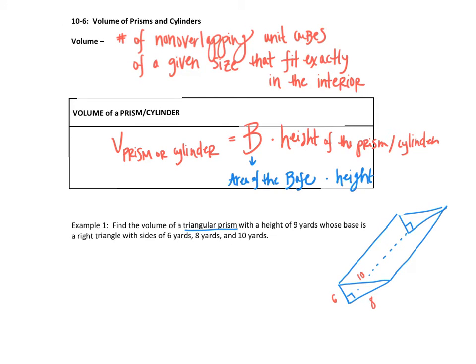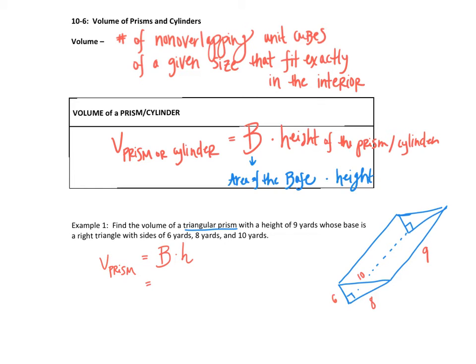And then it also tells me that the height of the prism is 9. So to find the volume of any prism, triangular prism, pentagonal prism, a rectangular prism, a cube, which is a special type of prism, any prism, you're going to find it the same way. Area of the base, so that's what that big B is, times the height.